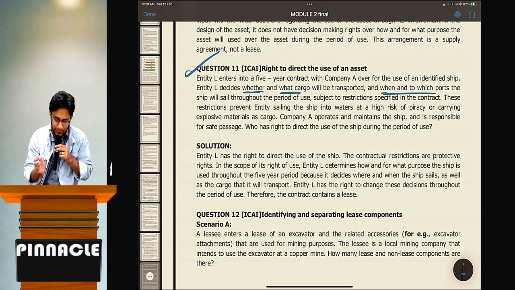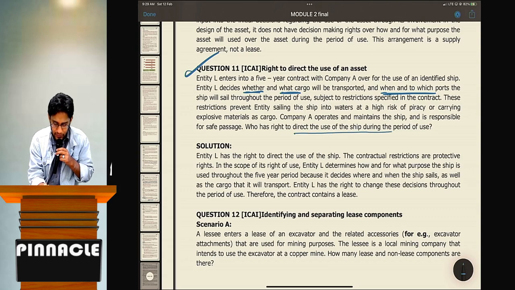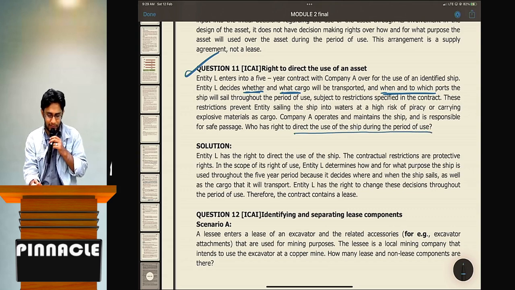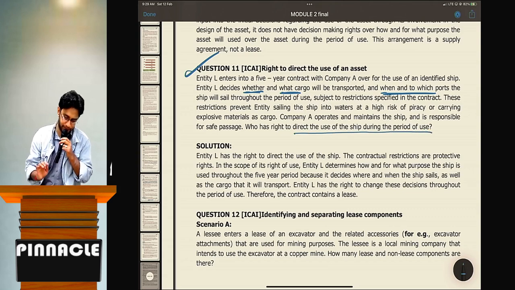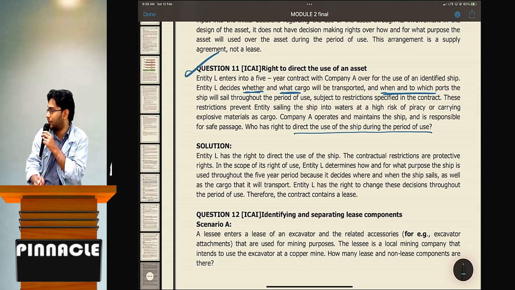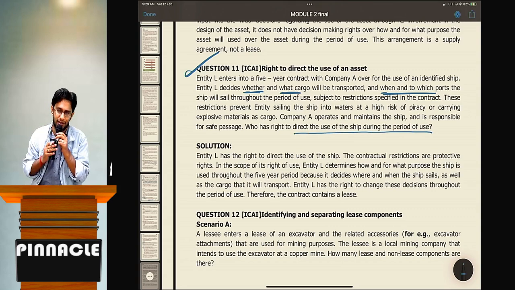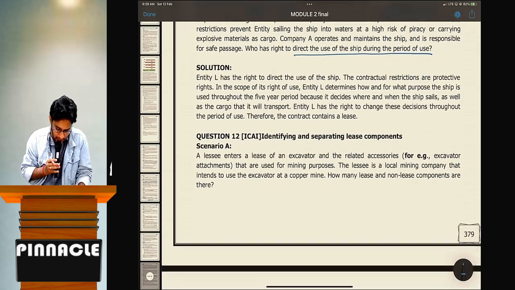Company A, the supplier, operates and maintains the ship and is responsible for safe passage. Who has the right to direct the usage of the ship during the period of use, the customer or the supplier? Customer only. Whoever has the right to decide, that person obviously has the control.